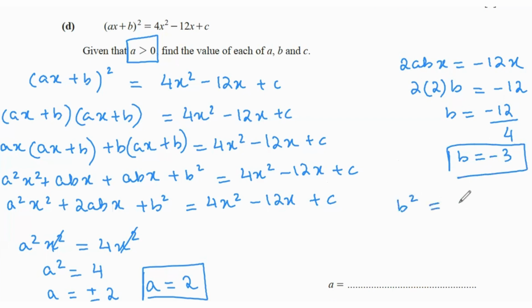Lastly, b squared equals c. Negative 3 squared equals c, and c is 9. So these are the three values: a is positive 2, b is negative 3, c is positive 9.